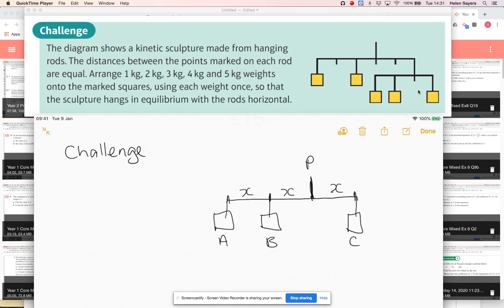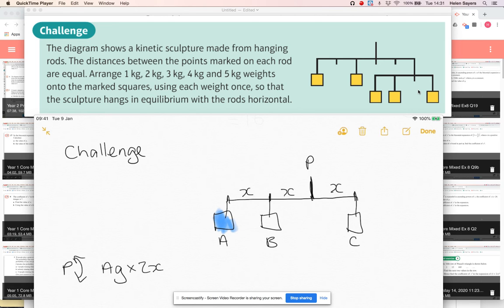Okay, so I'm going to take moments about P, and that is in equilibrium. So I've got the mass A pulling down on the left-hand side, so that's going to be trying to turn that rod anti-clockwise. That's going to have a moment of AG, because A is the mass, so you need to times it by G, and that's 2x away from P.